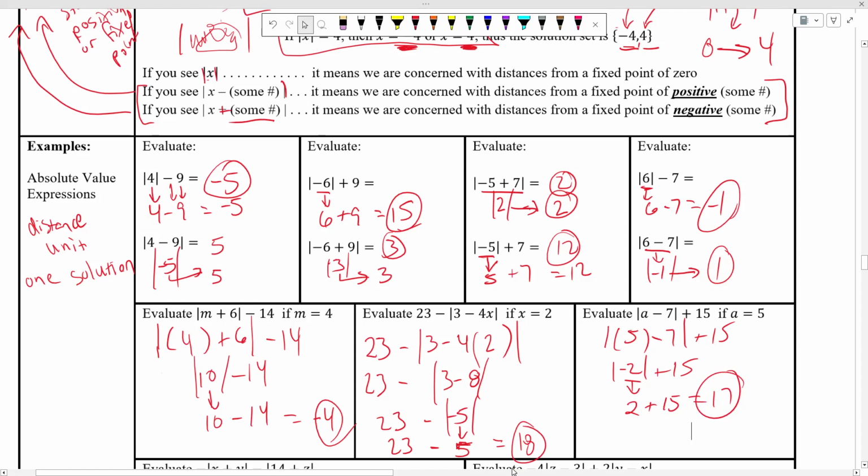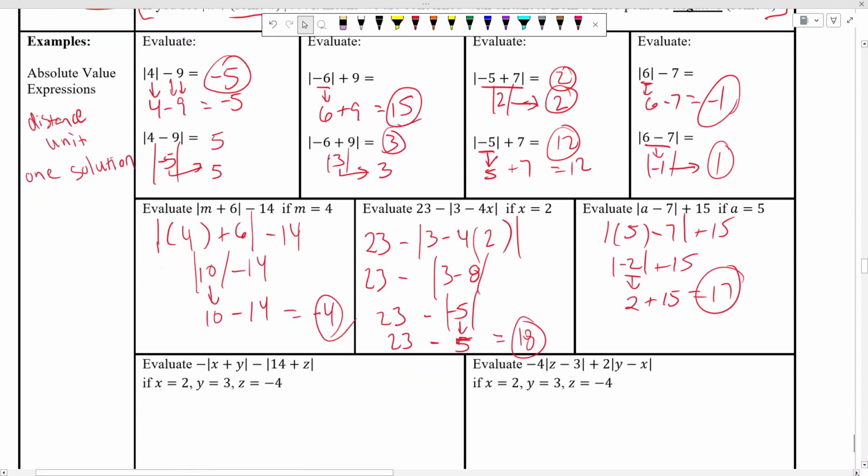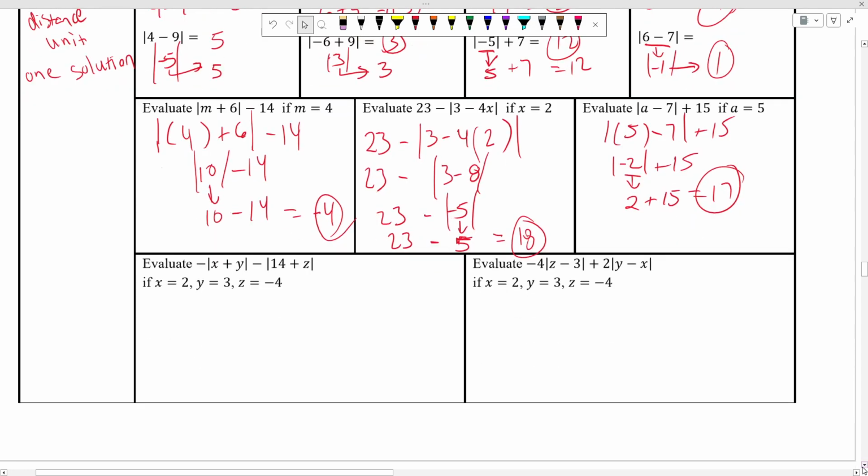That there is the answer. So again, nothing too bad here with these numeric evaluate the expression sorts of things. Now there's a couple interesting things happening to these next two here, which I want to get into.